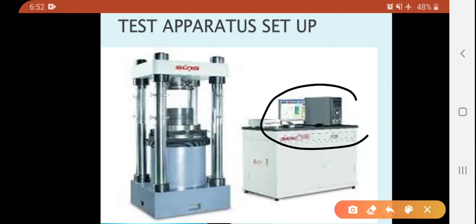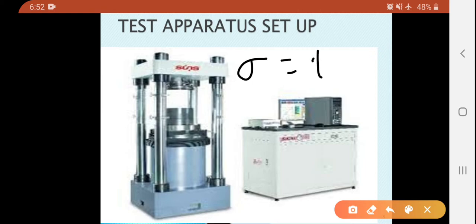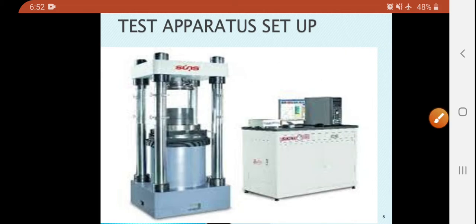Next, on this monitor the observation will be recorded. Here no need to take any observation manually; in case you want to, you can go for it. Usually the observation will be stress equals P by A. Stress is nothing but compressive strength. Here P is the applied load in kilonewton, and area is in terms of meter square or millimeter square.